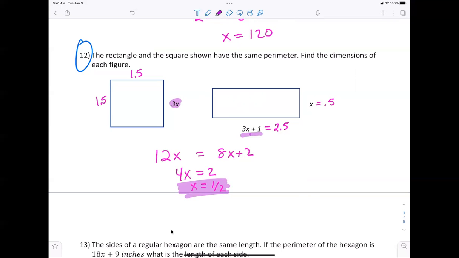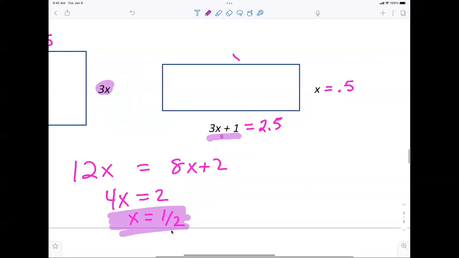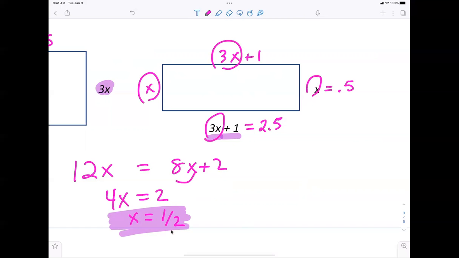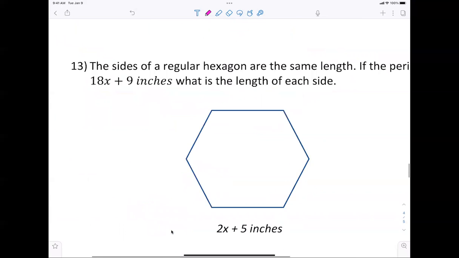The perimeter. So look up here. I'm happy to help you with that. This is x, and this is 3x plus 1, right? So 1x, 3x, 1x, and 3x is 8x. You with me now, right? 1 plus 1 is 2. Good? All right, I'm happy with that. All right, here we go.